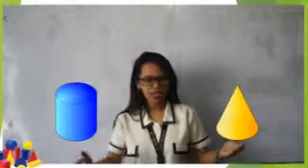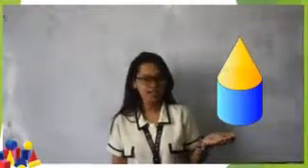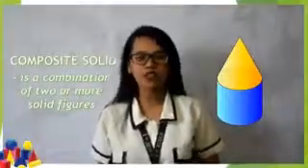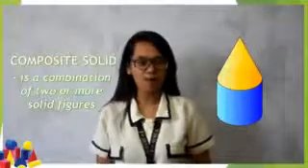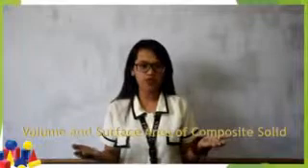Hi everyone, I'm Ryan. Now that you are familiar with different solid figures and how to solve for their areas and volumes, do you ever wonder how these solid figures will combine together? For example, a cone and a cylinder. If they are combined together, it will never be a cone or a cylinder alone, but instead, this will be called composite solids. A composite solid is a combination of two or more solid figures. And now, our topic is solving the volumes and surface areas of composite solids.